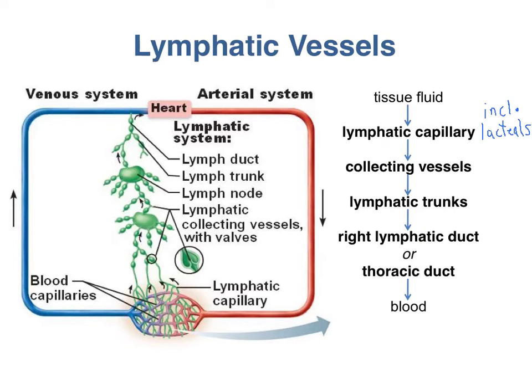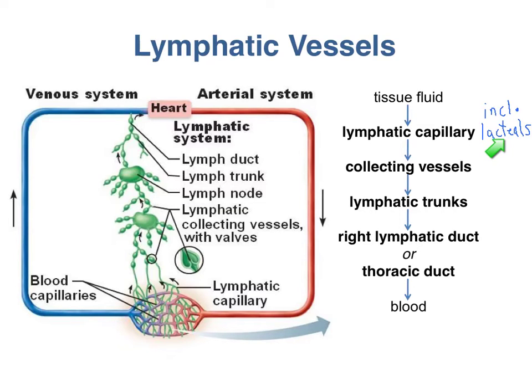There are specialized lymphatic capillaries in the wall of the digestive tract called lacteals. Lacteals take up fats from the intestines that are too large to be absorbed into the vascular capillaries. The fatty lymph that flows through the lacteals is called chyle, C-H-Y-L-E.